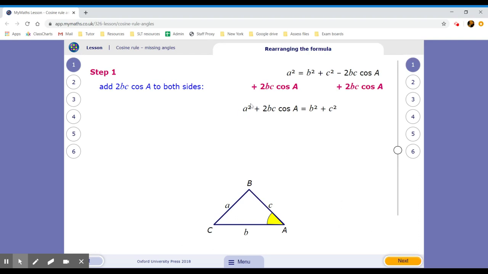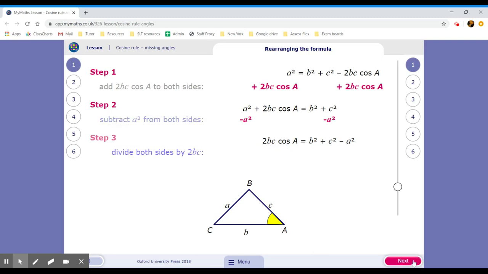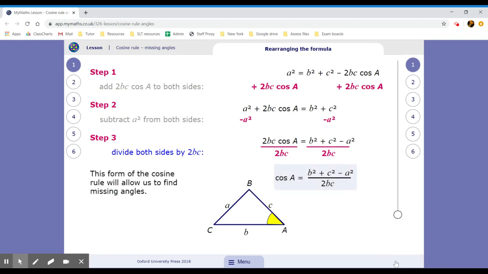So the thing that's least involved at this point is the A squared, which is currently being added. So to get rid of that one, I need to subtract the A squared from both sides. That will give me this equation. And then again, finally, to get the cos A by itself, well, 2bc is multiplying cos A, so I'm going to divide by 2bc on both sides to give me this equation. And on the left-hand side, the 2bc's will cancel to leave me with this new formula.